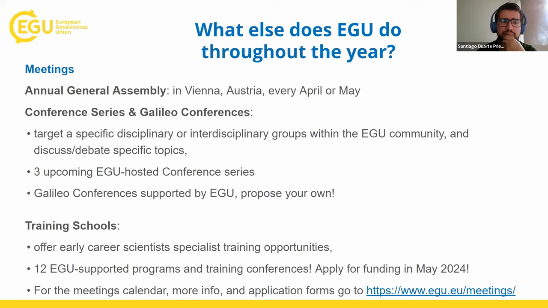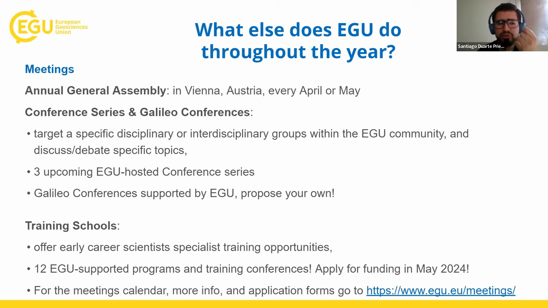Now, about the meetings, as I mentioned before, the main meeting that we have along all the year is the General Assembly. This is in Vienna, Austria, almost every year, and it's in April or May, it depends on the year. For example, during the COVID season, this was not possible to do in Vienna, but it was an online event. Yes, it's important to remark that EGU is constantly doing this type of meetings.